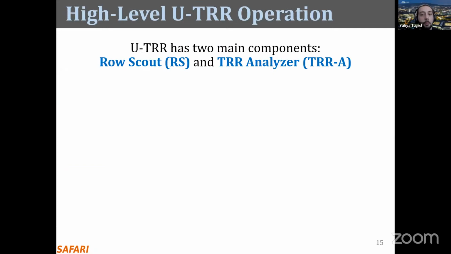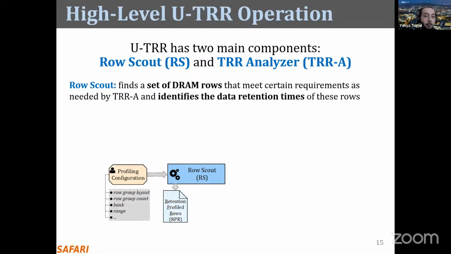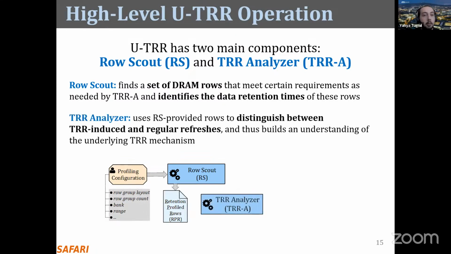U-TRR consists of two main components, Row Scout and TRR Analyzer. Row Scout finds a set of DRAM rows that meet certain requirements as needed by TRR Analyzer and identifies the data retention times of these rows. And the second part, TRR Analyzer, uses these rows provided by Row Scout to distinguish between TRR-induced and regular refreshes and builds an understanding of the underlying TRR mechanism.